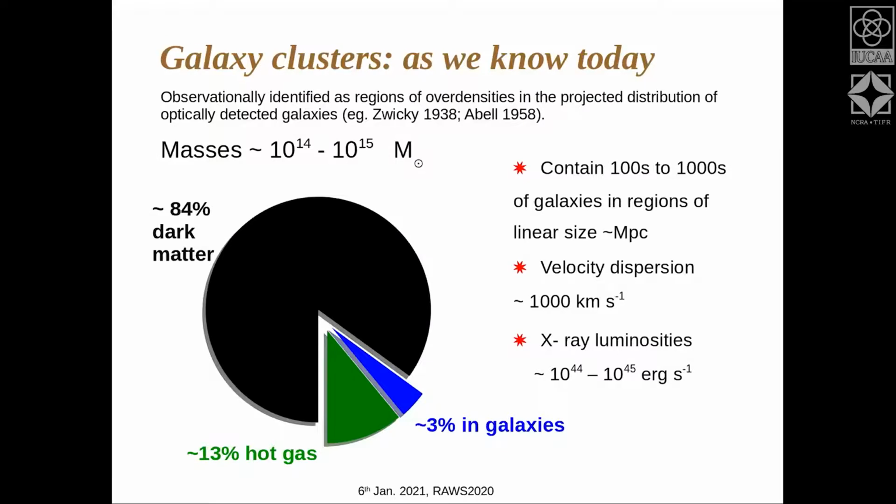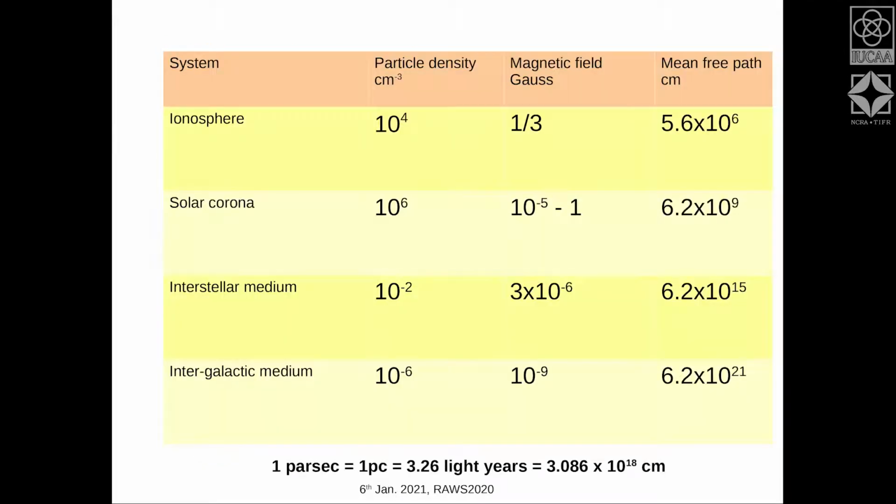I want you to look at this chart, which shows a comparison of the particle densities in the various plasmas or media that we know of, the range of magnetic fields in these media, and the mean free path. These physical parameters are very important for us to understand the state of these systems. For example, if you consider Earth's ionosphere, the particle densities there are of the order of 10 to 4 per cubic centimeter, the magnetic field is roughly a third of a Gauss, and the mean free path in centimeters is of the order of 10 to 6.